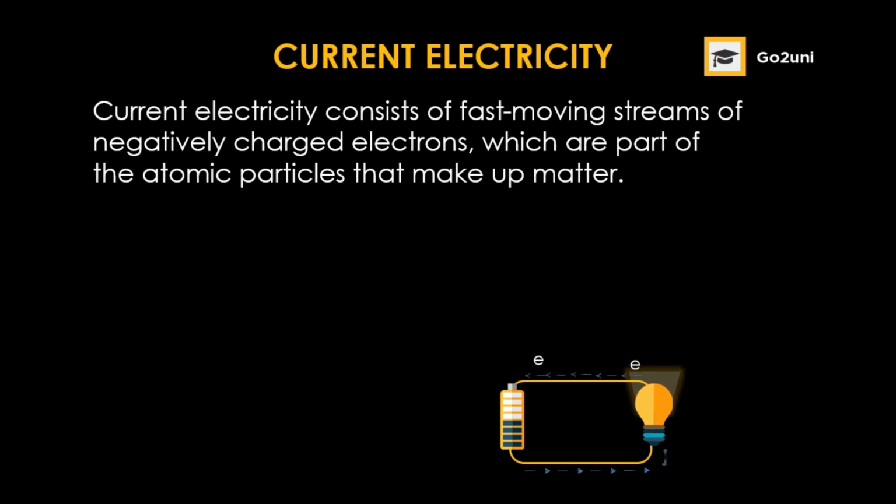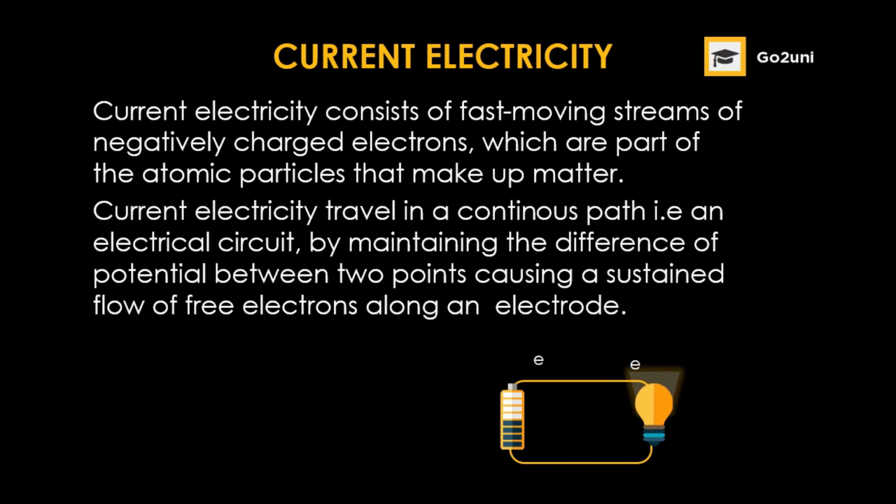Current electricity consists simply of streams of fast moving negatively charged electrons through a conductor like a wire or rod, for example. Why is it so? It is because when these streams of fast moving electrons pass through this conductor, a potential difference is usually created, and as this potential difference is created, it enables these fast moving electrons to keep moving and keep moving through the circuit.